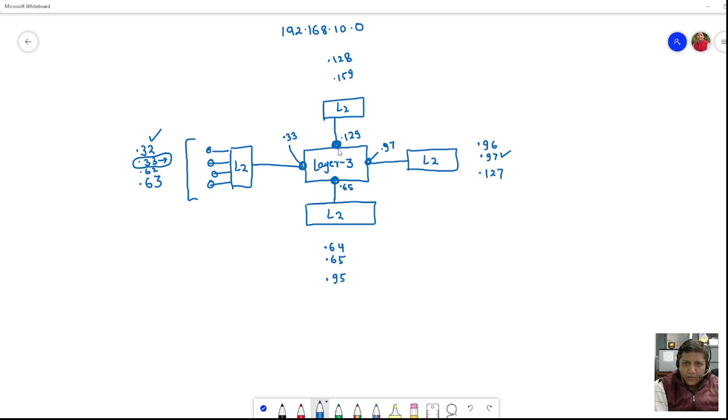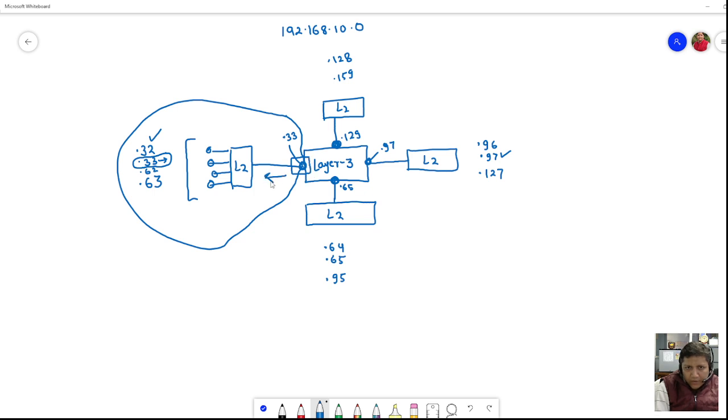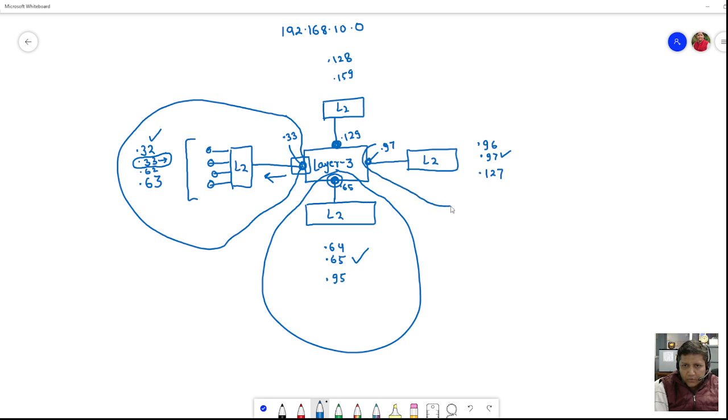layer 3 interface. Now you can see here the whole network is divided into 4 subnets, where this interface of layer 3 is part of subnet 1. If we draw like this, this is the second subnet, and this interface of the layer 3 device is part of the second subnet, and so on and so forth.